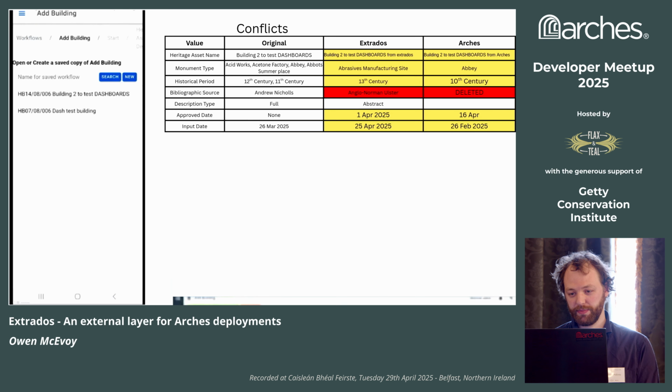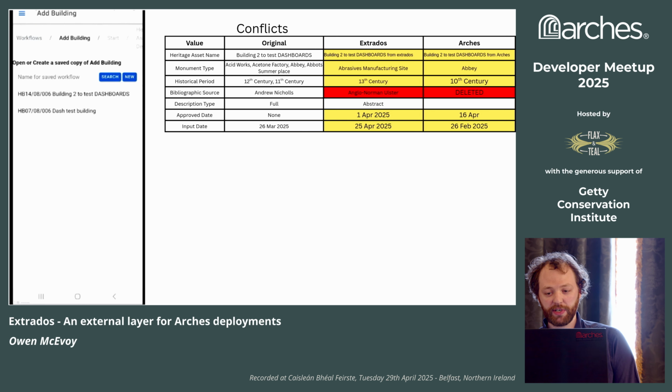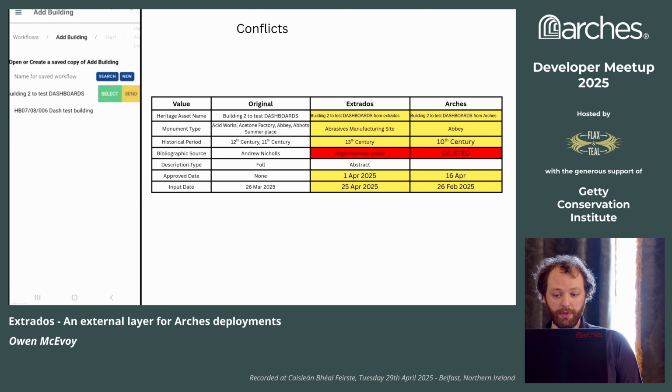So those changes in the table are what I have made. So we've got 5 conflicts there where we've made changes both on Arches at someone's computer and on the phone. For the bibliographic source, on Extrados we tried to change it, but on Arches we actually deleted that tile, which is going to create an error, so we'll be able to show you what an error looks like. And then the abstract should be able to send as normal.